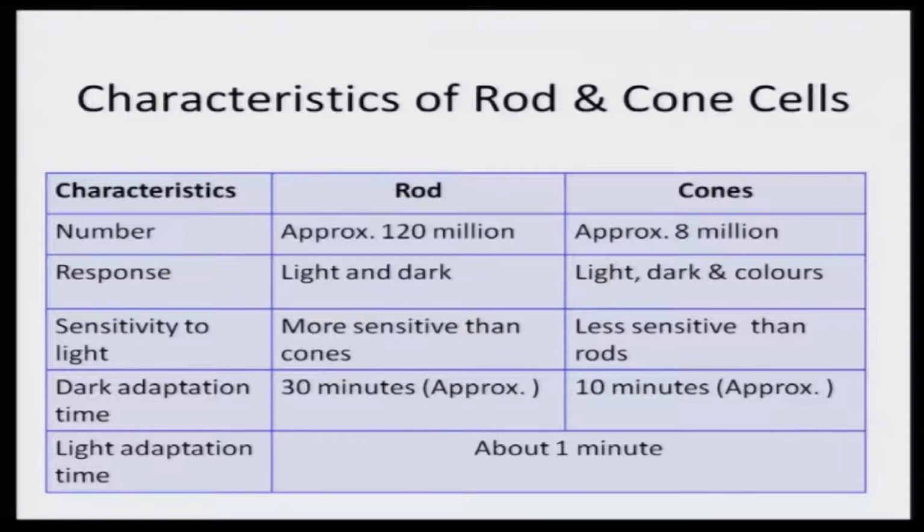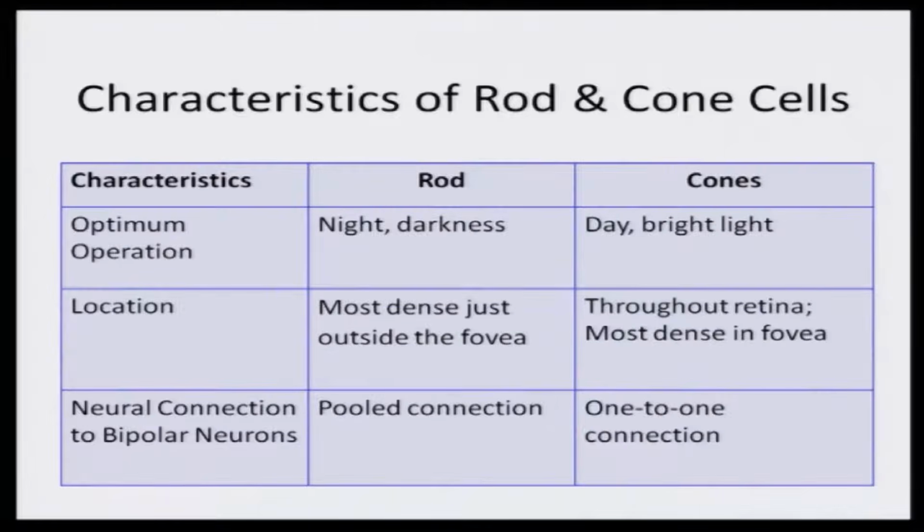If you experience a dark situation, in terms of dark adaptation time, the rod cells take approximately 30 minutes to adapt, whereas the cone cells take approximately 10 minutes to adapt. Whereas in light conditions, both these cells take approximately 1 minute for adaptation. And again, the optimum operation of the rod cells can be seen during darkness, whereas the cone cells' maximum operation can be seen during bright light.